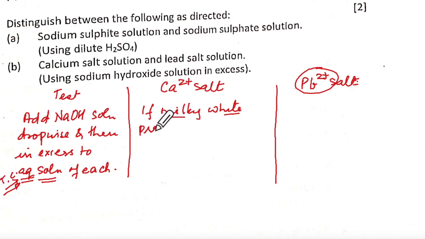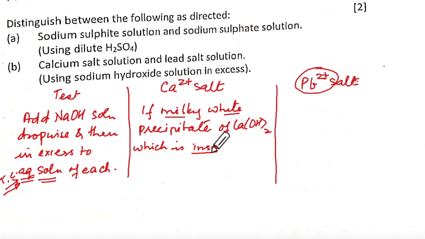If milky white precipitate, please write precipitate. Don't write PPT in the exam. Okay? Of what? Ca(OH)2, which is insoluble in excess of NaOH. NH4OH solution? Why NH4OH? I took NaOH. Why did you put NH4OH? Don't change the cation, okay?